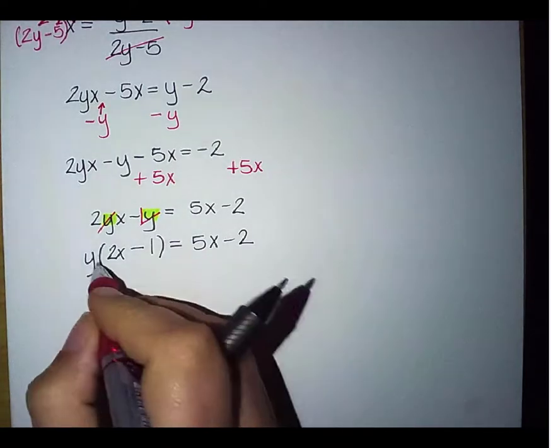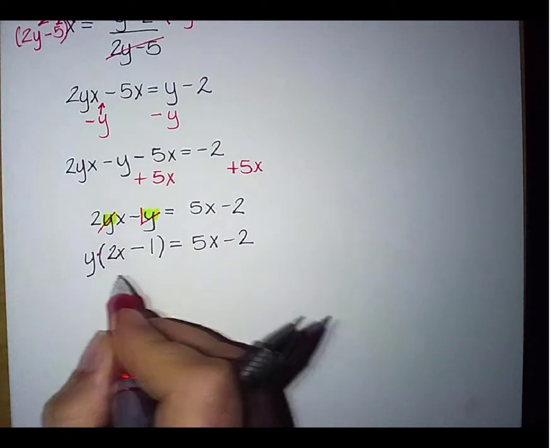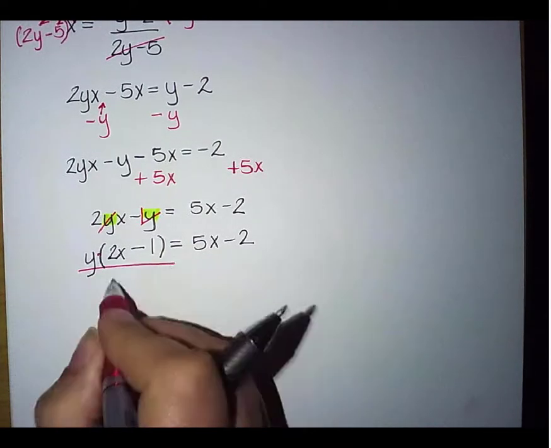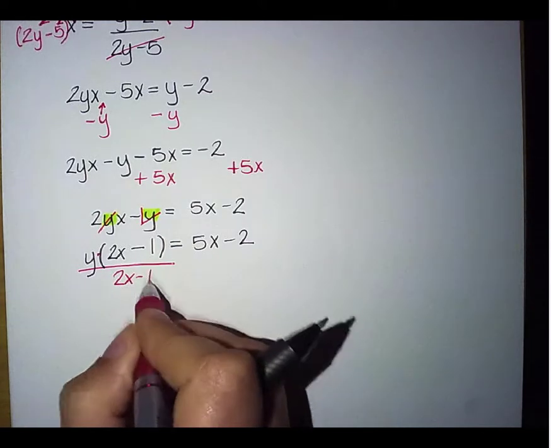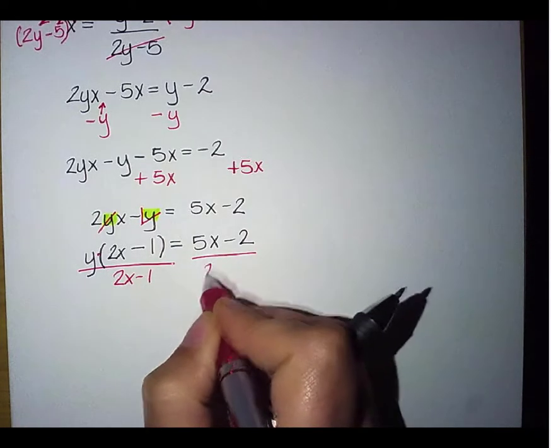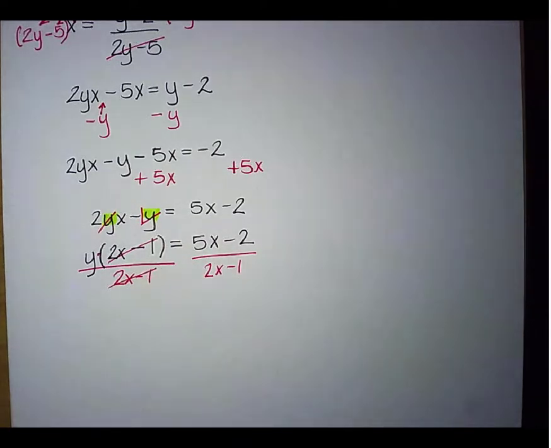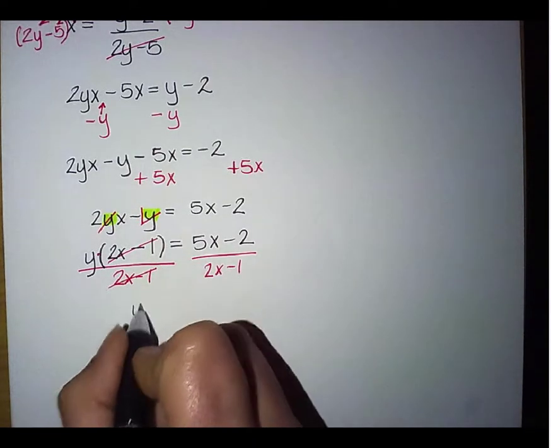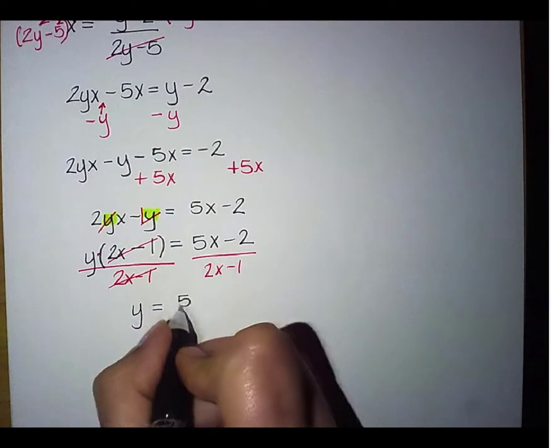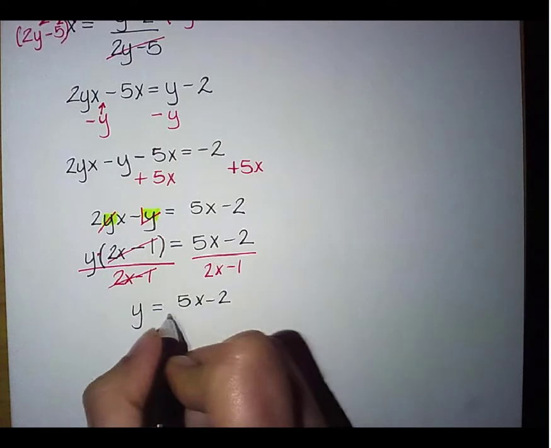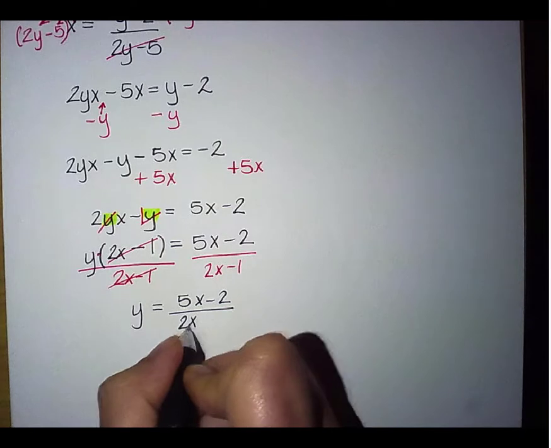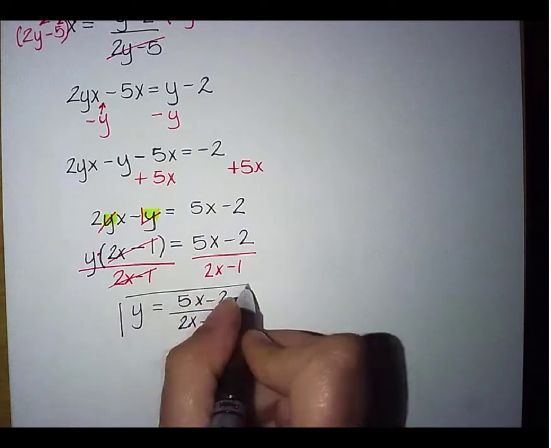Again, this is multiplication right here. So to get rid of that 2x minus 1, I've got to just divide by 2x minus 1 on both sides. These guys are going to go away. So we're going to have y equals 5x minus 2 over 2x minus 1, and this would be our final answer.